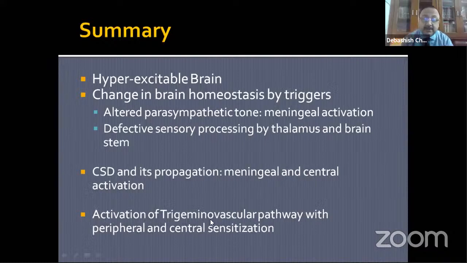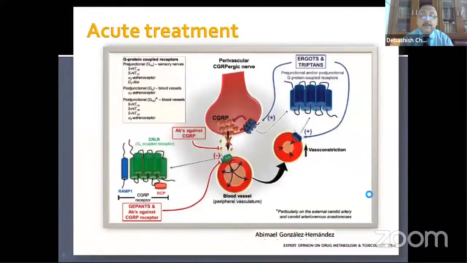There is a subset of patients in which possibly CSD is important. That also causes meningeal inflammation and neurovascular inflammation. And also there is a central activation. The final common pathway is the activation of the trigeminal vascular pathway. And once the peripheral sensitization starts happening, the patient starts getting the first features of throbbing pain. And with a period of time, if you don't treat at that time, the patient will soon get central sensitization with many other painful areas in the head, scalp, and other parts of the body.